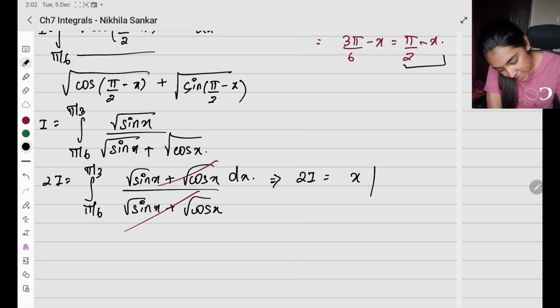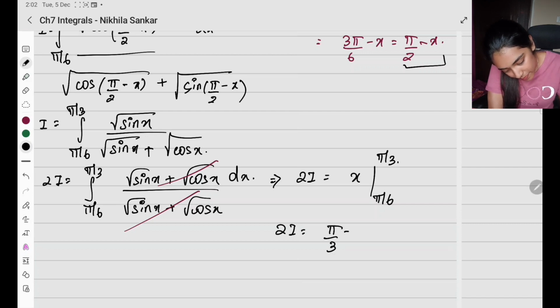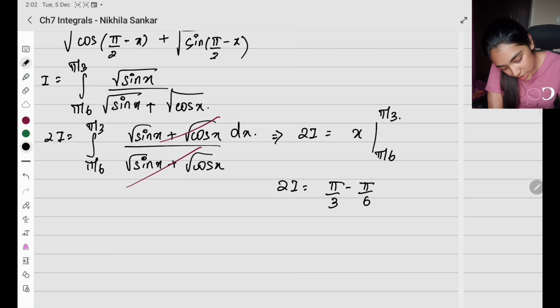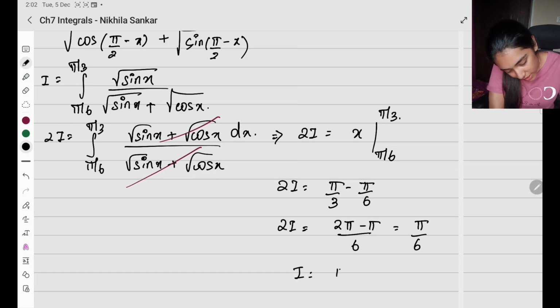So this is going to be x and the limits are going to be from pi by 6 to pi divided by 3. So I have 2I equals upper limit minus lower limit. So I have 2I equals, taking the LCM, 2 pi minus pi divided by 6, which is going to be pi by 6. So what is I's value? Pi divided by 12. So this is my final answer.